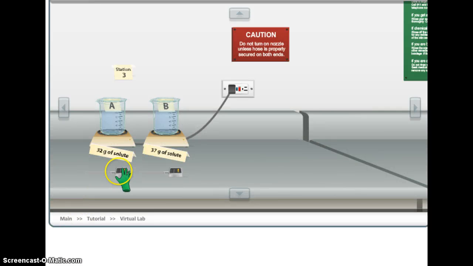Hey Chemistry, Mrs. KJ here, going over part 3 of the Unit 3 lab. I'm going to get this part started and then go through and explain it, because it takes a little bit of time for it to actually work.